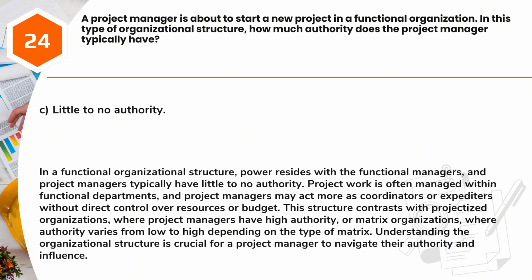Answer: C. Little to no authority. In a functional organizational structure, power resides with the functional managers, and project managers typically have little to no authority. Project work is often managed within functional departments, and project managers may act more as coordinators or expediters without direct control over resources or budget. This structure contrasts with projectized organizations, where project managers have high authority, or matrix organizations, where authority varies from low to high depending on the type of matrix. Understanding the organizational structure is crucial for a project manager to navigate their authority and influence.